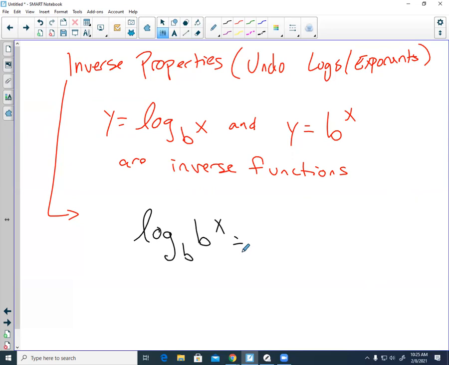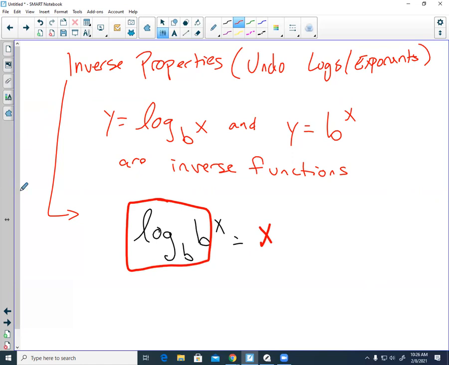Since these things undo each other, notice how I have an x in the exponent, and I have a log. I have an exponential and a log working against each other, which means that this whole thing right here is going to cancel. It's going to go away, and it becomes just x. So log base b of b to the x power is equal to x. Those things cancel. That's something you can kind of see happen.